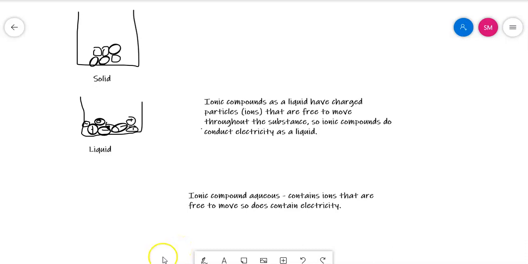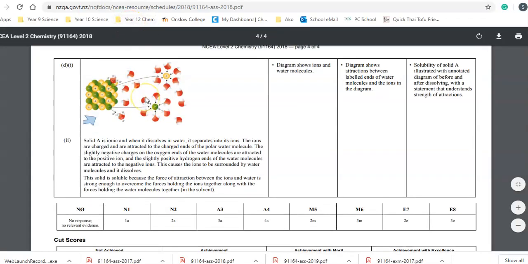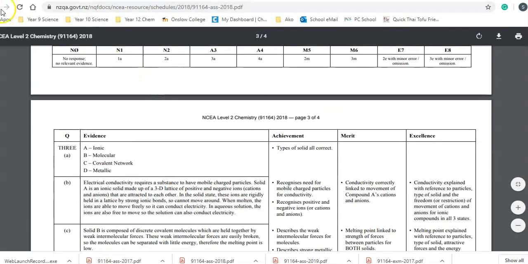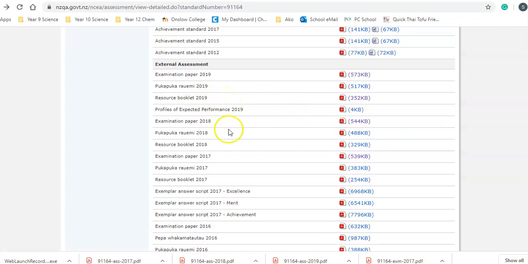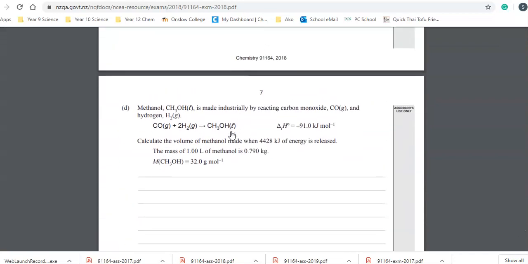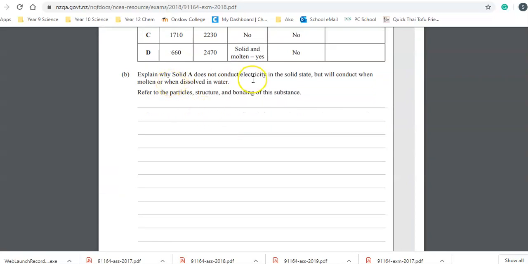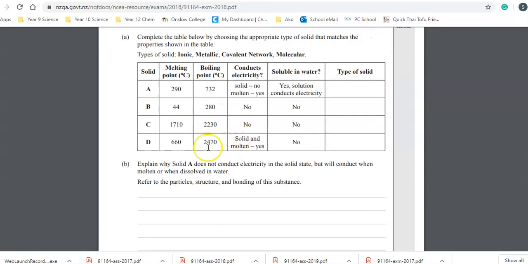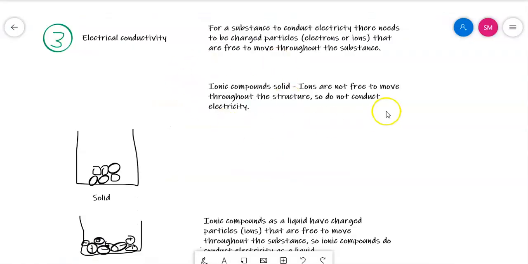We'll have a quick look at another exam question. So this one, we're on 2018, 3B. Explain why solid A does not conduct electricity in the solid state, but will conduct when molten or when dissolved in water. We'll work out how to find out which of these solids are molecules, ionic compounds, metals, or covalent networks. But for the moment, just take my word for it that solid A is an ionic compound. So we need to just use how we've described them here.